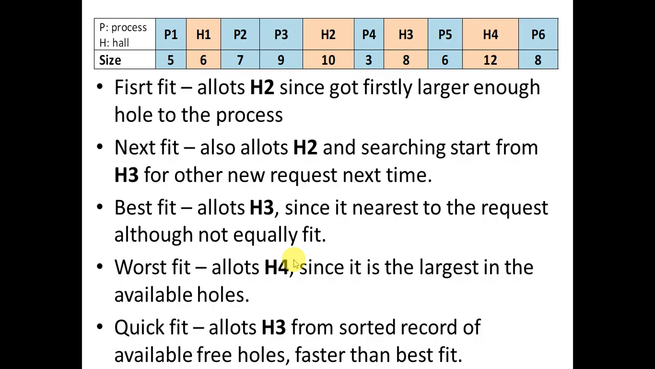It is faster than best fit. Best fit also allots H3, but it finds it by searching all available holes, whereas in quick fit H3 is found directly from the index where it is located, so it is easily allotted. From this example, I hope you get a clear idea of how the algorithms allot free available holes to a newly arriving process.